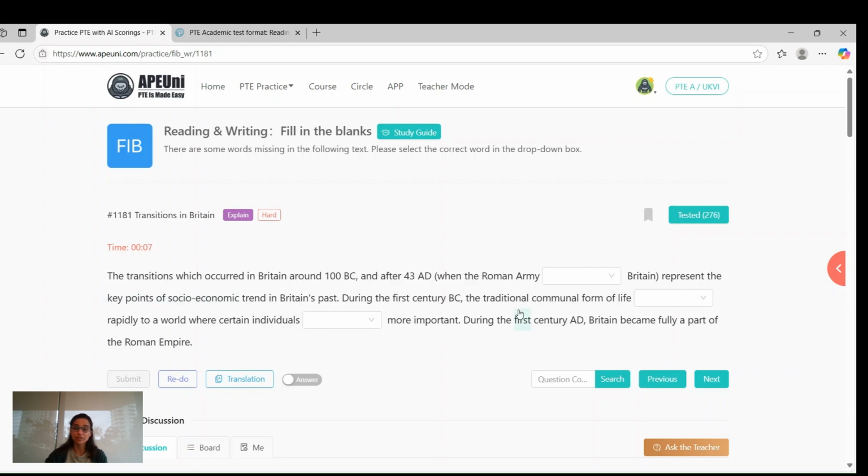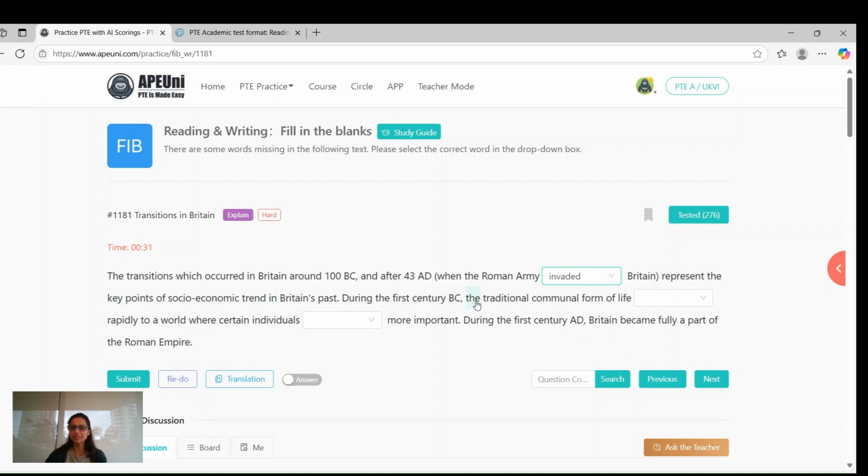The transition, drop down, before looking at the drop down lists, the transition to Britain around 100 BC and after 43 AD when the Roman army invaded. There we are. I guessed it before I read it. Represent the key points of socioeconomic trend in Britain's past. See, grammatical error. Key points should be trends.